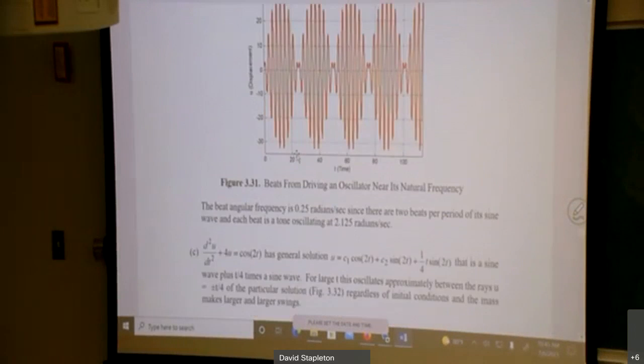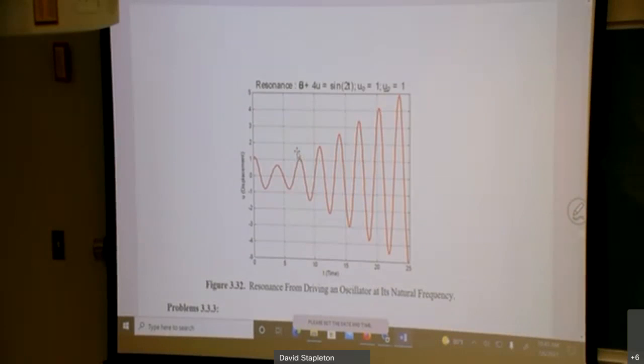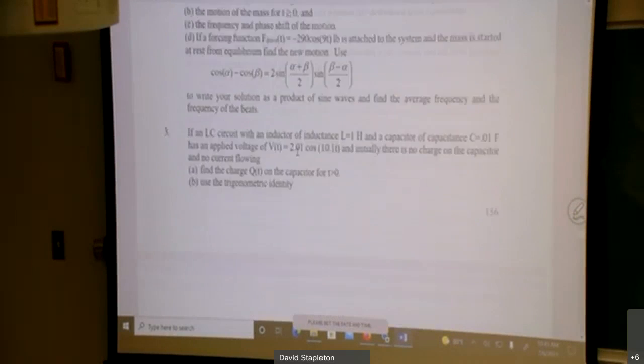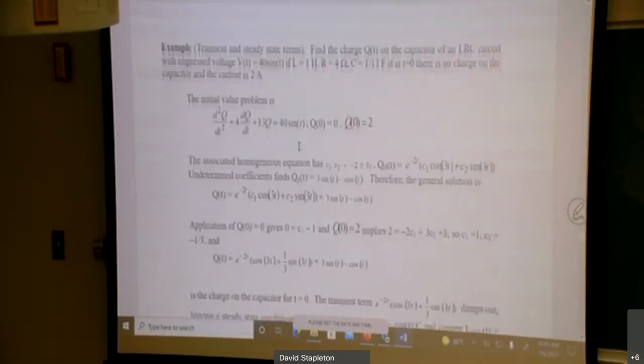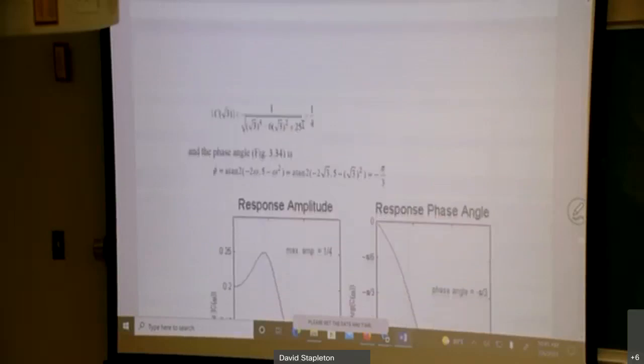Here are the beats that we did before. We'll get to that. Here's resonance. This is what we've got now. The mass oscillates up and down wildly, and there is a wonderful picture in here. It's coming up in the next section. I just want to show you what resonance looks like in real life.